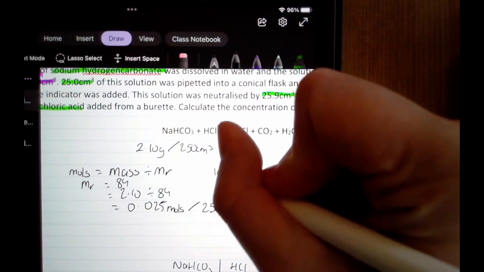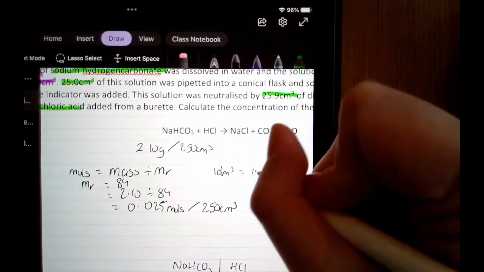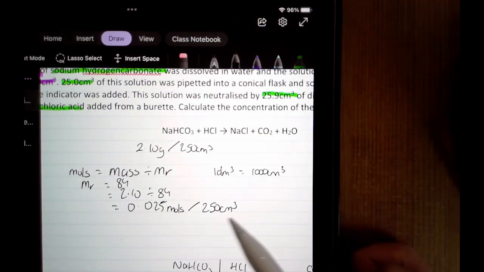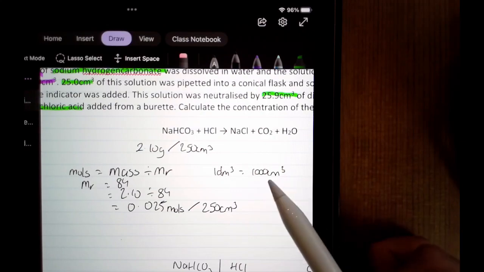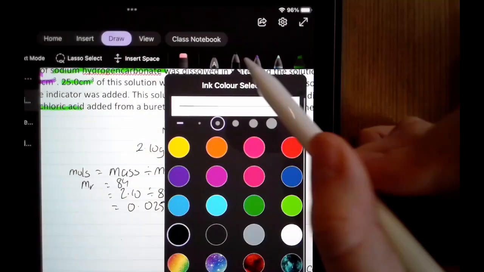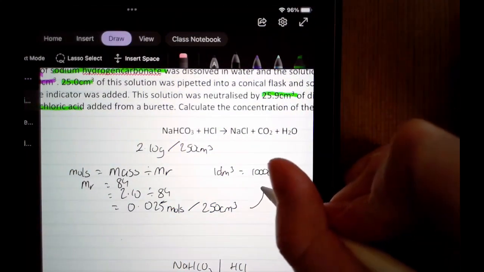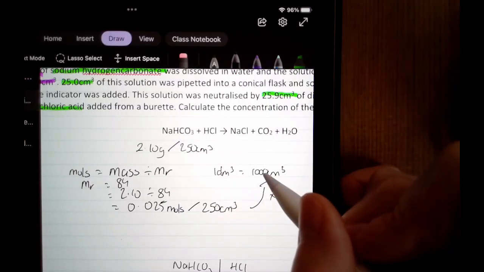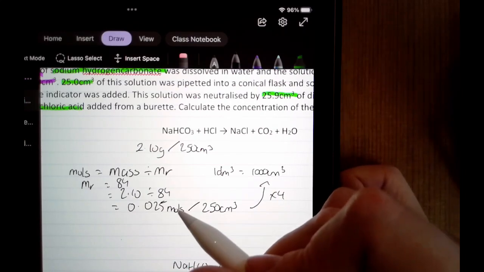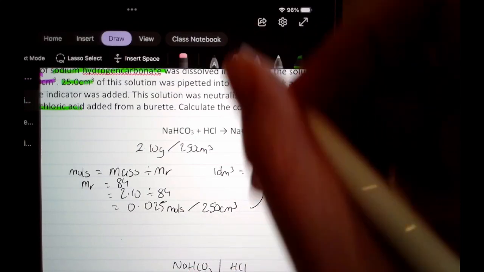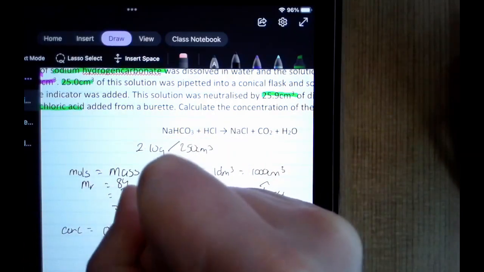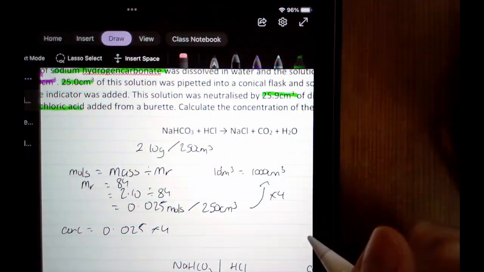A decimeter cubed is 1,000 centimeters cubed. So I know the number of moles in 250. I need to know the number of moles in 1,000. To go from 250 to 1,000, I would need to multiply by 4. So if I'm scaling up the volume by a factor of 4, I'll need to scale up the moles. So all I need to do is just take my value for moles, which is 0.025, and times that by 4.